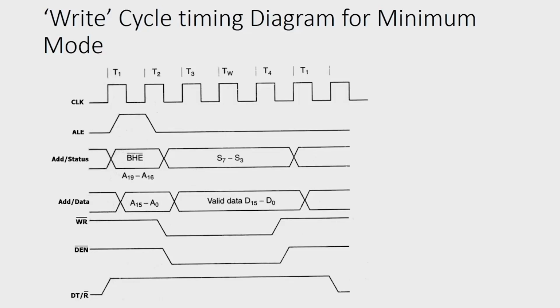Similarly, in case of write, the write bar will be there. All these operations are common: ALE, this entire thing. The only difference between the read and write cycles is that in place of write bar there will be read bar, and DEN bar goes low earlier when compared with DEN bar of the read cycle, because the microprocessor is a fast device. And DT by R bar: in case of write cycle, DT by R bar represents data transmit slash receive bar.